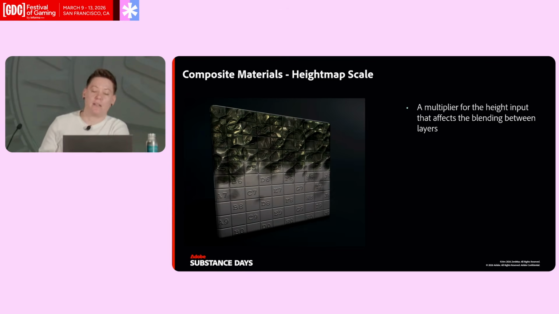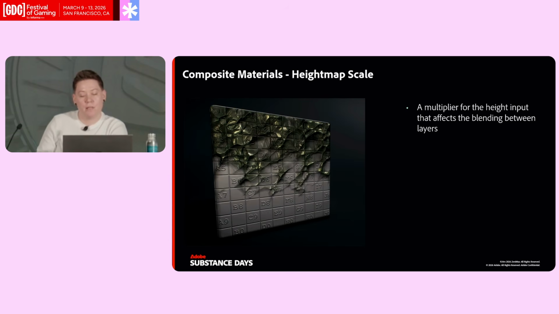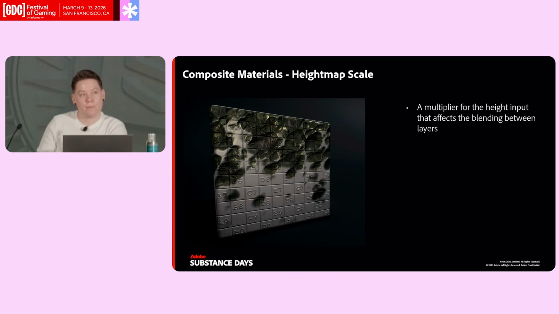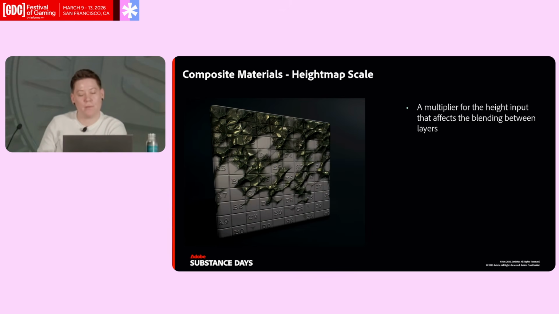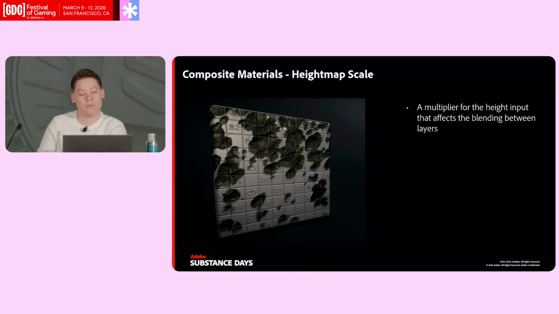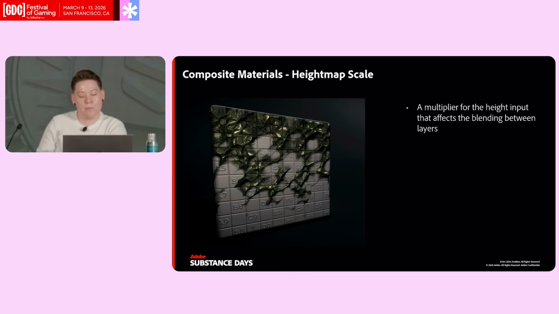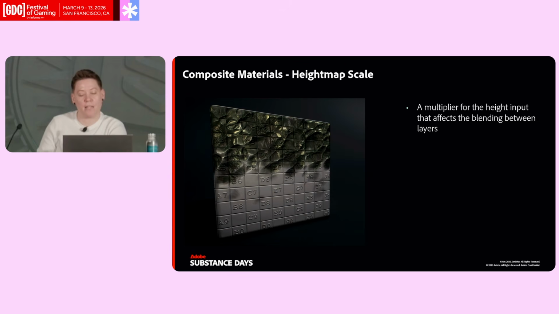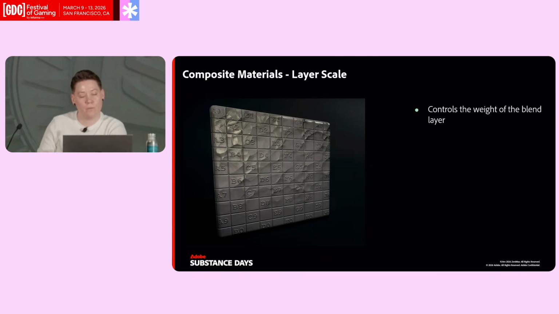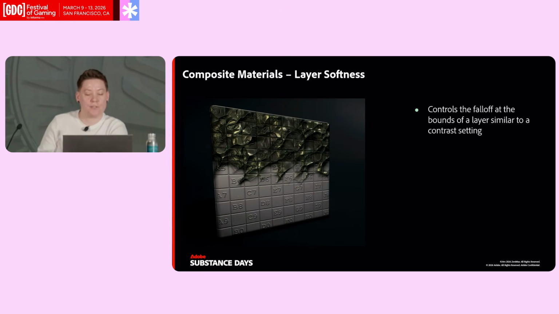So in addition to the standard scale or opacity parameters for color, gloss, spec, and normals, composite materials also have a few height map specific parameters. Height map scale is a multiply for the height input that affects the blending between the layers. As you can see in the image, changing this value modifies how the high and low values of the height map affect the material blend. We have layer scale here, which just affects the overall opacity of the layer. And layer softness controls the falloff of the mask, similar to a contrast setting for the mask itself.